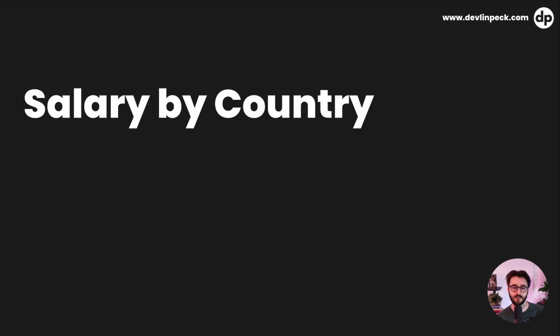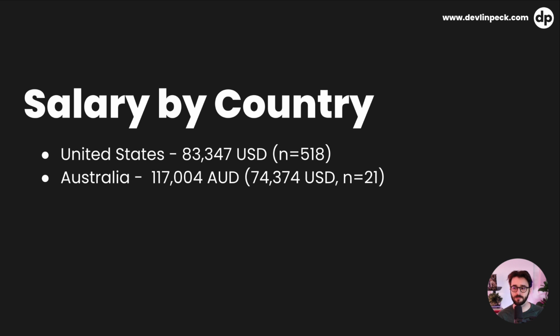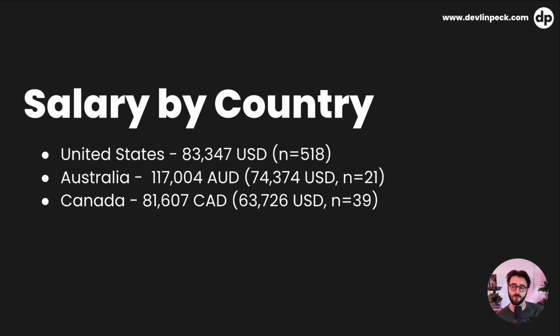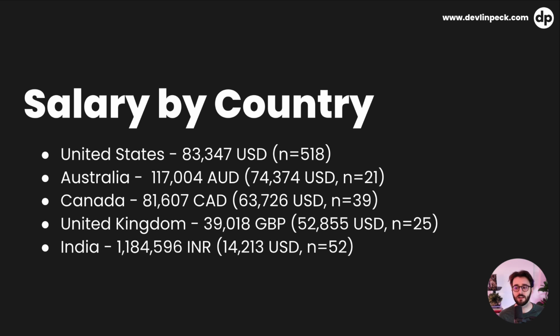So first, let's just take a look at salary by country. Most of our respondents are from the United States because that's where we're based. And the average full-time salary working for a company is $83.3 thousand US dollars. In Australia, it's 117k Australian dollars. In Canada, it's 81.6k Canadian dollars. About 40k pounds in the UK, and around 1.2 mil Indian rupees in India. And then the N off to the right, that's how many respondents we had from these different countries reporting these numbers. So the most reliable one is going to be from the US, since we had over 500 US respondents.